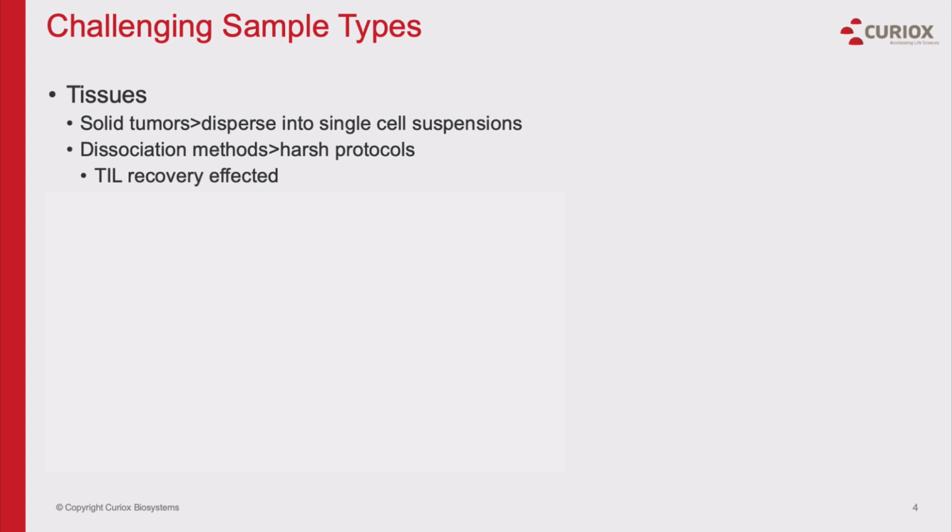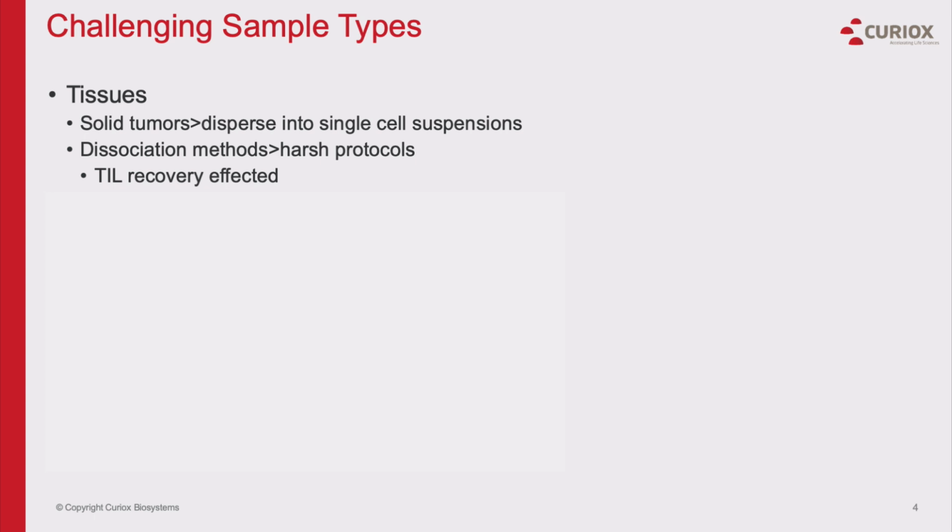So if you're working already with compromised tissues, it's going to affect the recovery of these. It's going to affect their viability, and it's going to affect their cell retention. And a good example of this in the field right now is TIL recovery. Whether it be in an animal model system or a human model system, TILs can be problematic to work with.